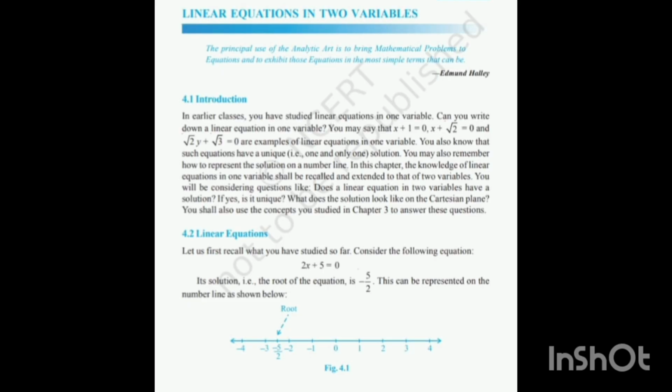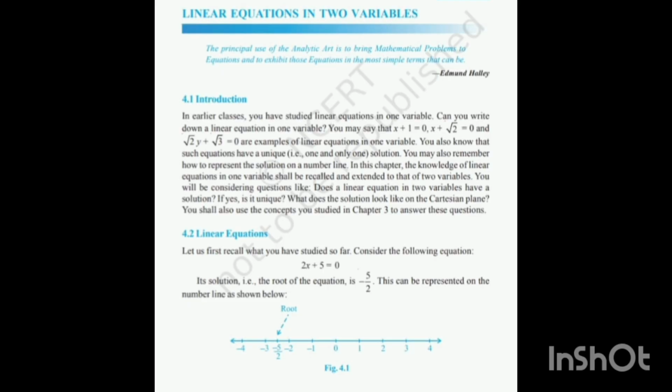In this chapter of class 9th, we are going to learn about linear equations in two variables. That means the equation has two variables at the same time. Okay, so first let's start with linear equations. For example, in one variable we can take the example of 2x plus 5 is equal to 0.